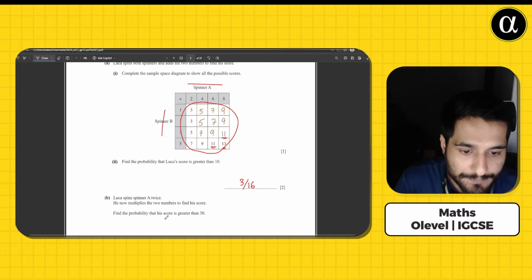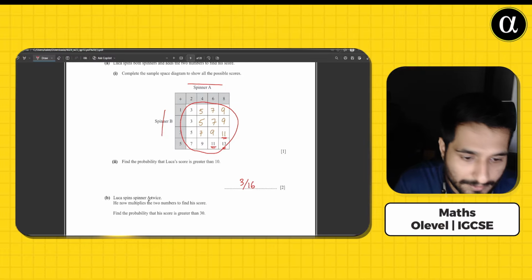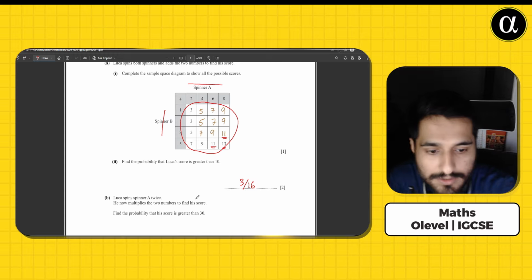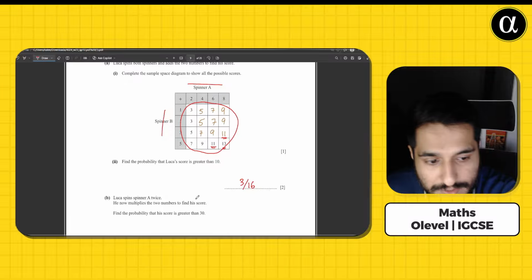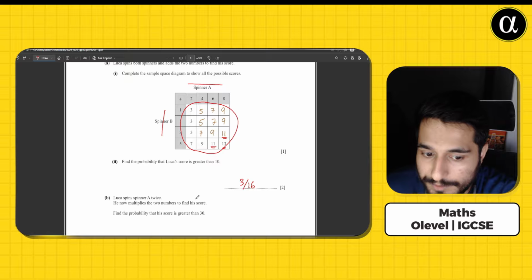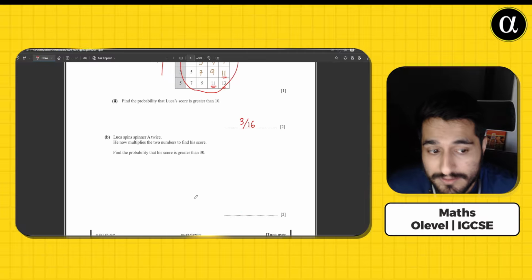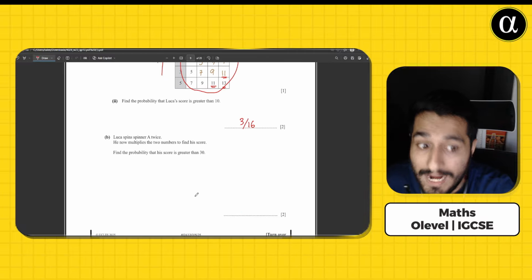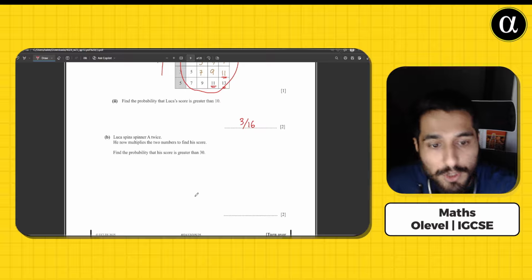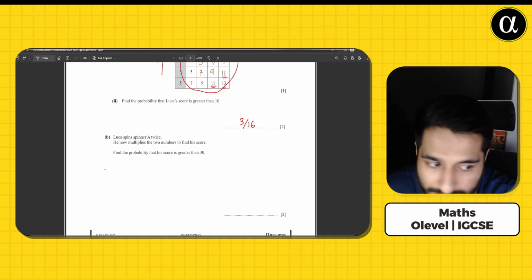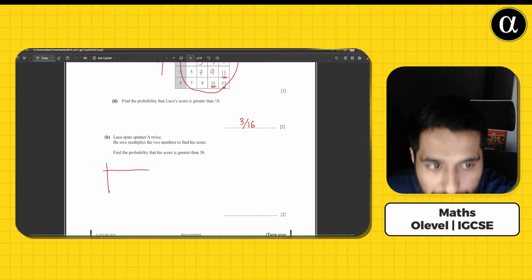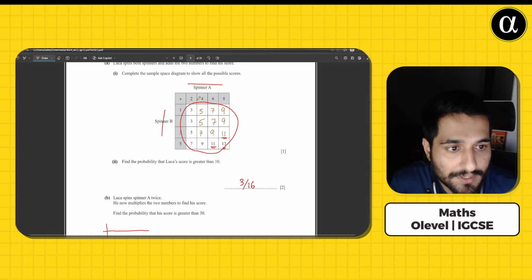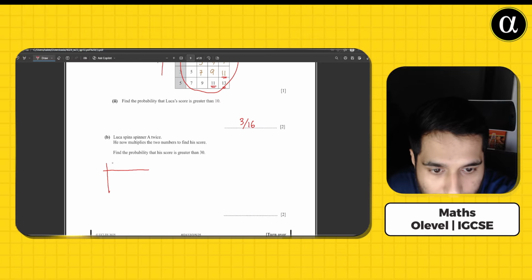Now the next part says, again, the spinner was spun twice, and he now multiplies the two numbers to find his score. Find the probability that this score is greater than 30. I'd suggest that you again make a possibility diagram. It may take some time, but that is going to make the work a lot easier. So what you're going to do is, you had the two scores. What were the two scores? The two scores were basically 2, 4, 6 and 8.